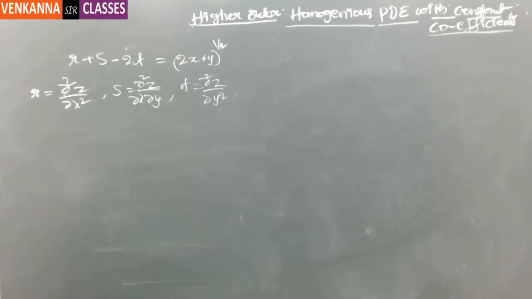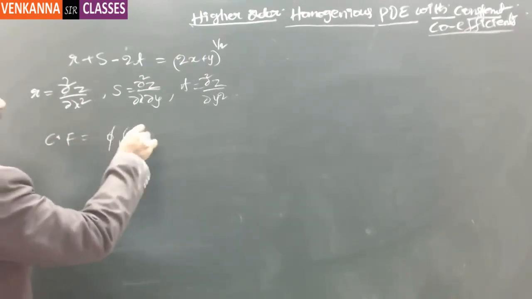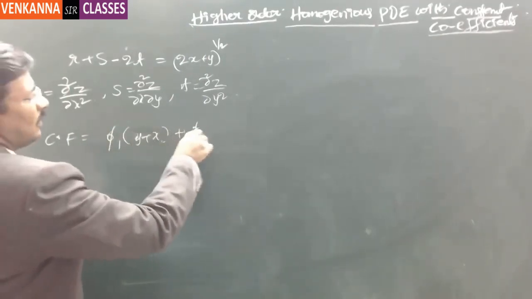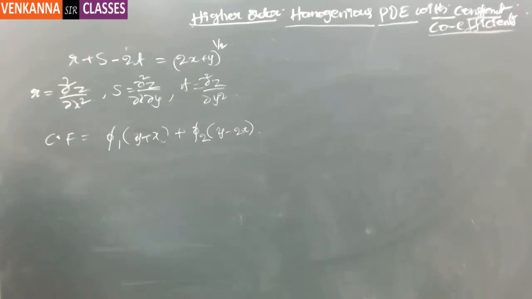Yeah, what about the particular integral? So the complementary function is coming out to be phi 1 of x plus y, or y plus x, plus phi 2 of y minus 2x. This is the complementary function. What about the particular integral?